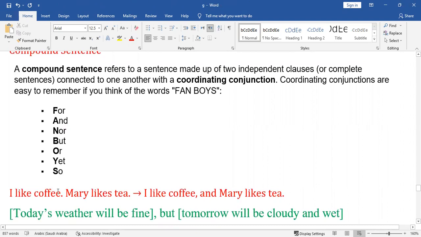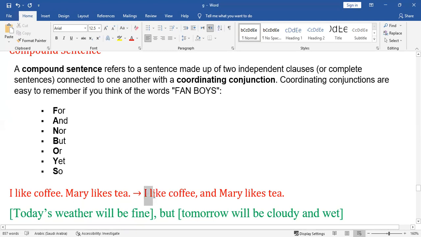I like coffee. Mary likes tea. These are two simple sentences. But I can join these two simple sentences to make one compound sentence. I like coffee and Mary likes tea. يبقى أنا هنا ربطت الجملتين ببعض علشان خاطر أعملهم إيه؟ one compound sentence.